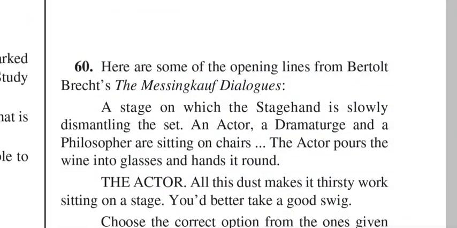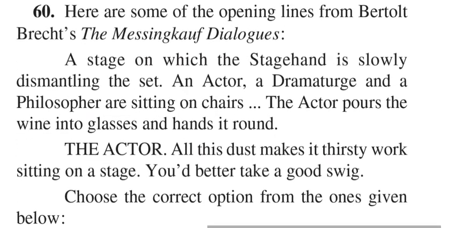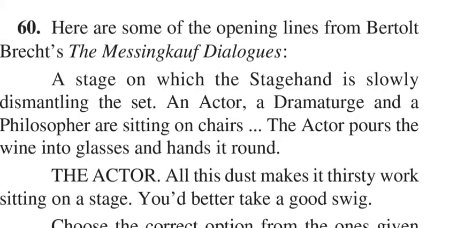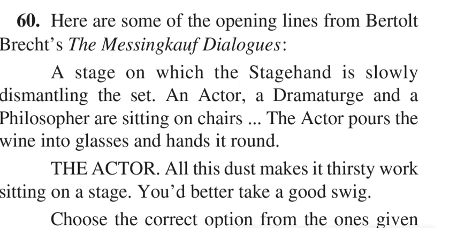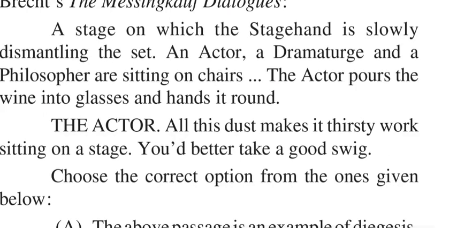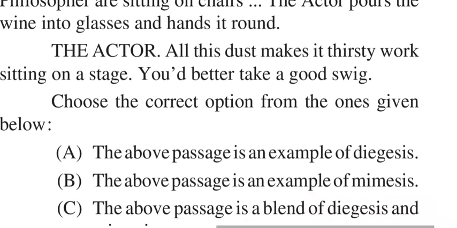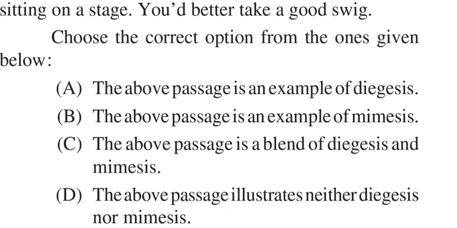Number 60. So here we have some of the opening lines from Bertolt Brecht's The Messingkauf Dialogues. Okay. So this is a play, if I'm not wrong. It says, a stage on which the stagehand is slowly dismantling the set. An actor, a dramaturge, and a philosopher are sitting on chairs. The actor pours the wine into glasses and hands it round. The actor: all this dust makes it thirsty work sitting on a stage. You'd better take a good swig. Choose the correct options from the ones given below.